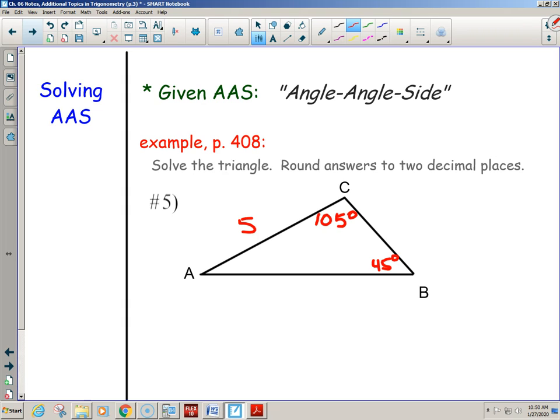And in this one, why did I call it angle, angle, side? I guess I could have called it side, angle, angle, right? If I'm reading side, angle, angle, I could have done that. Angle, angle, side, either way, because that's what's been given to me if I read it in order, from left to right or from right to left.